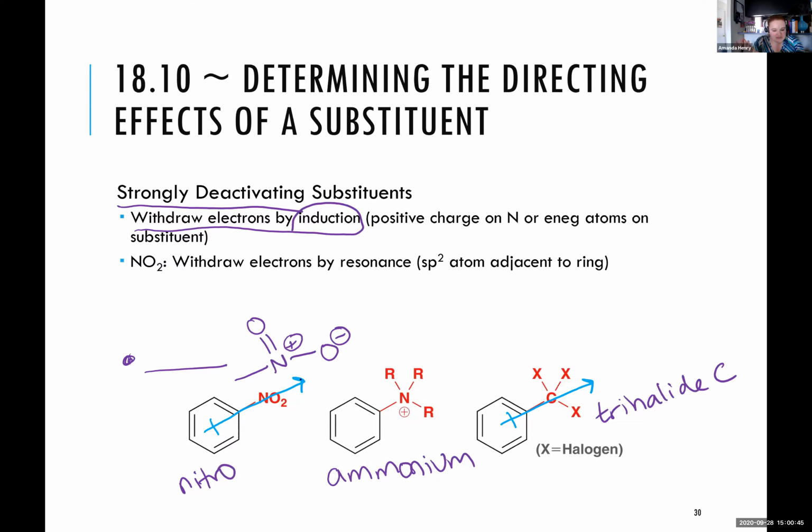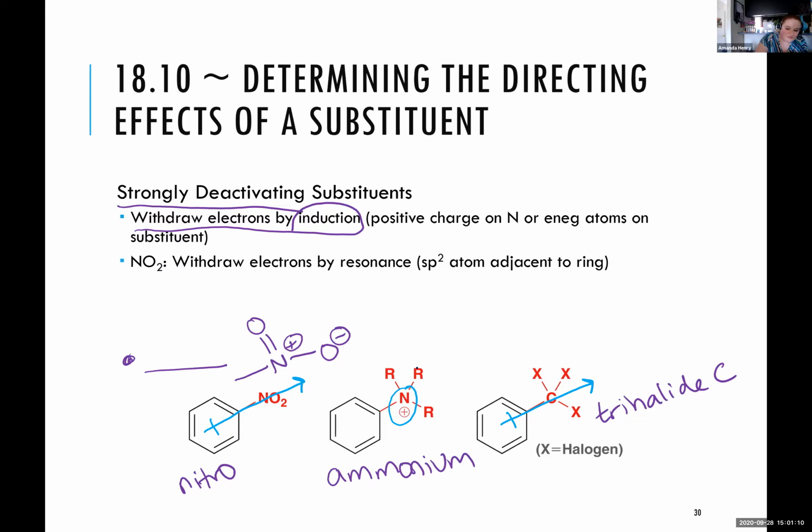The ammonium's a little bit different. It's not an electronegativity or a dipole thing. The nitrogen has a positive charge, and so the electrons are just going to be attracted to that positive charge because opposite charges attract. So it is pulling the electrons towards it because of the opposing charges.